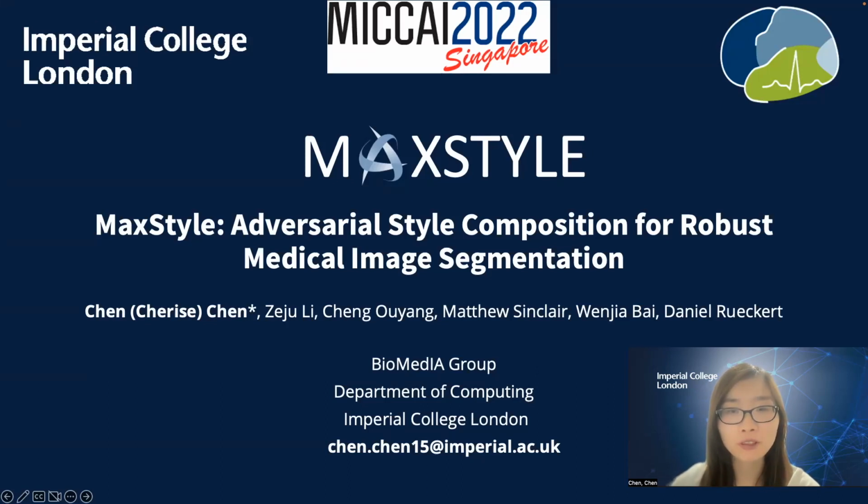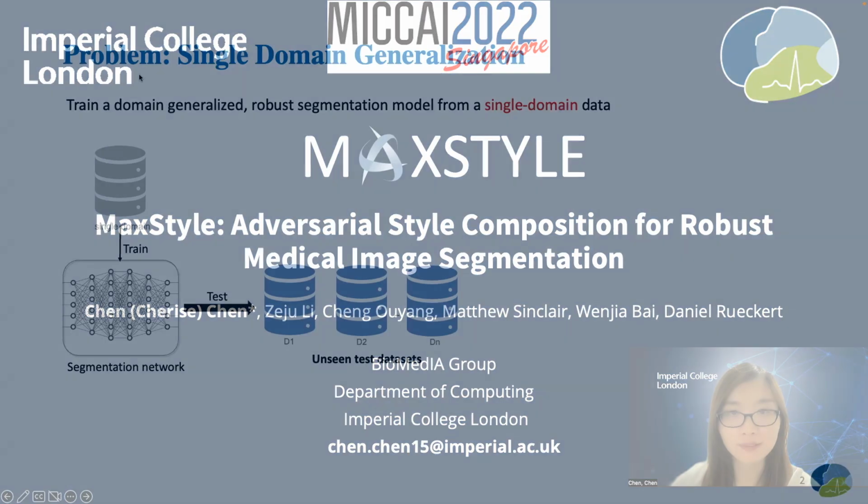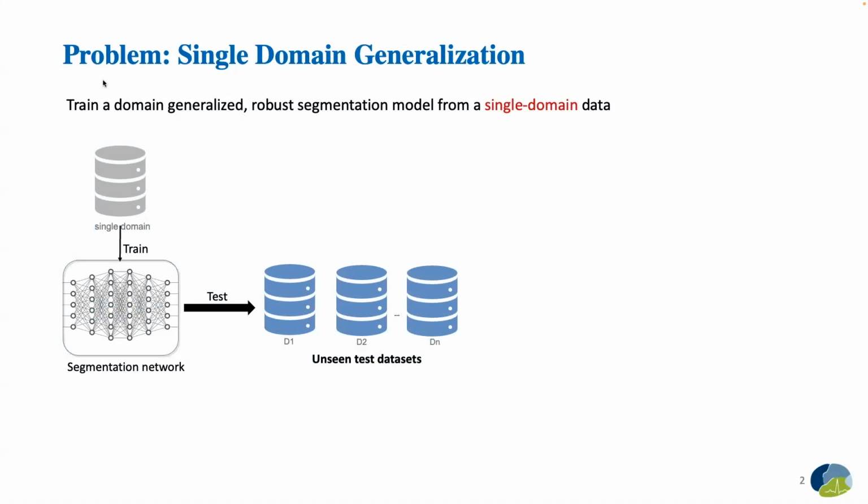In this video, I will give a brief overview about MaxStyle, which is a novel data augmentation technique that can greatly improve neural network segmentation performance on out-of-domain test images. In this work, we are working on a single domain generalization task, which is a very challenging yet realistic setting. Basically, we would like to train a domain-generalized robust segmentation model from a single domain so that it can be directly tested on various unseen sites without dramatic failures.